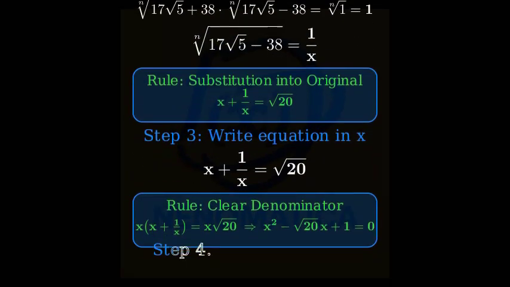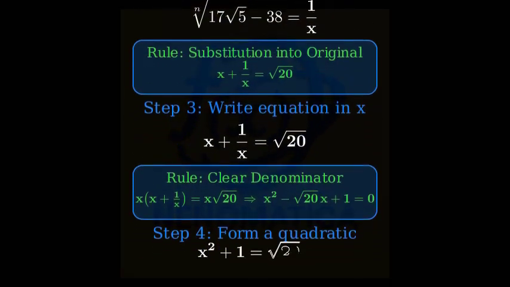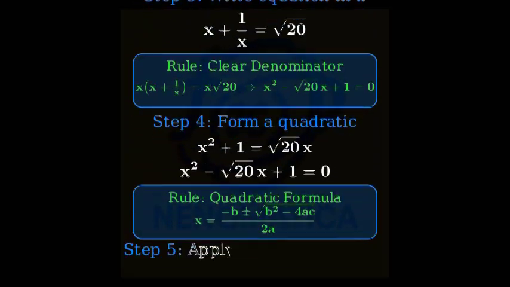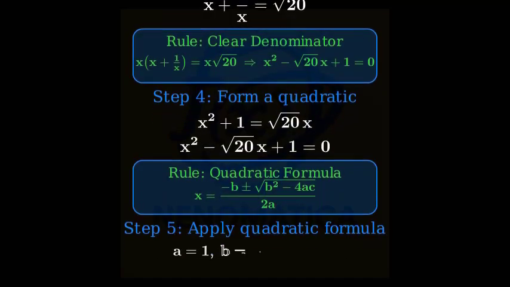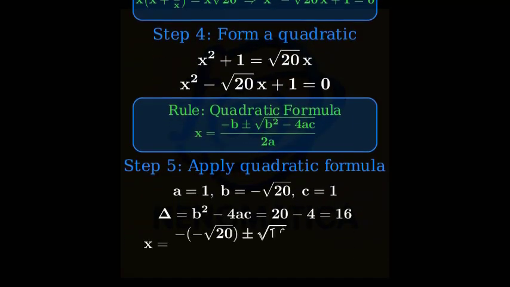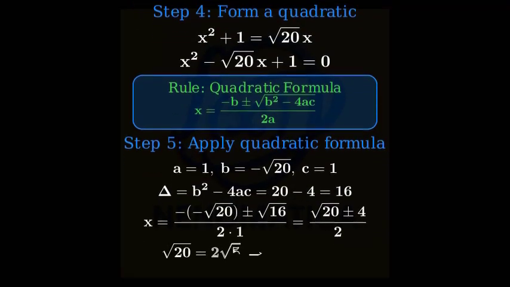Multiply both sides by x and rearrange to a quadratic in x. Step 5. Solve the quadratic with the quadratic formula. Here, a equals 1, b equals negative square root of 20, and c equals 1. The discriminant is 16. Therefore, x equals the square root of 20 plus or minus 4, all over 2, which simplifies to square root of 5 plus or minus 2.